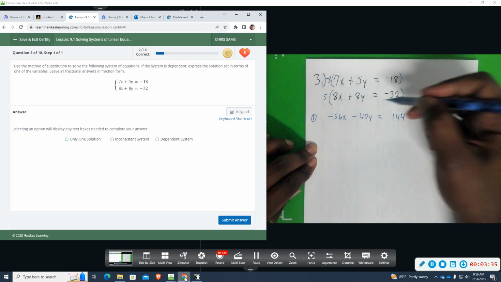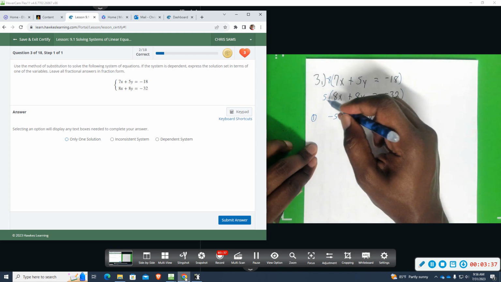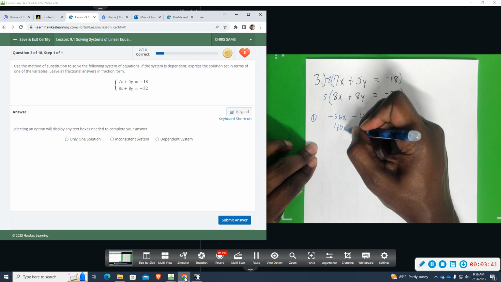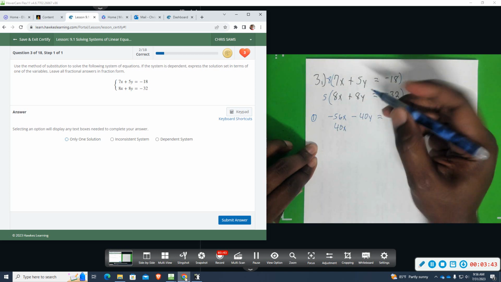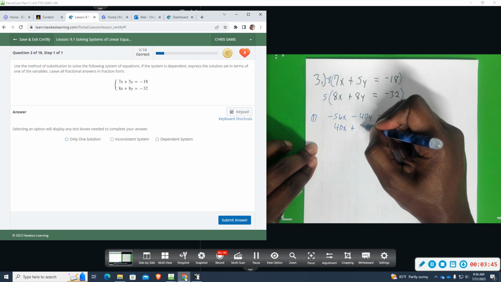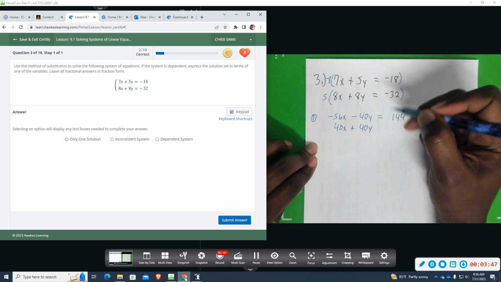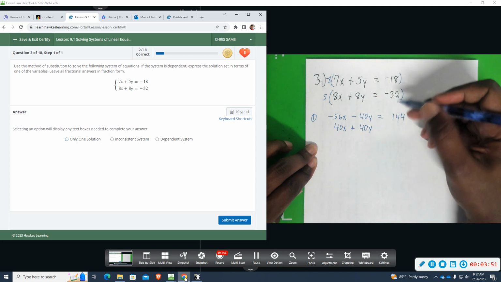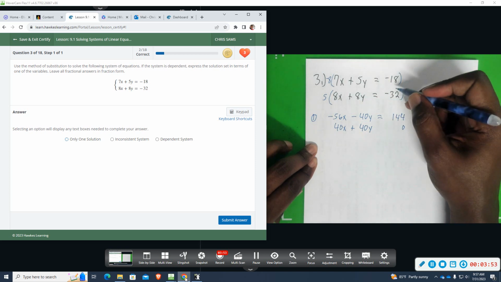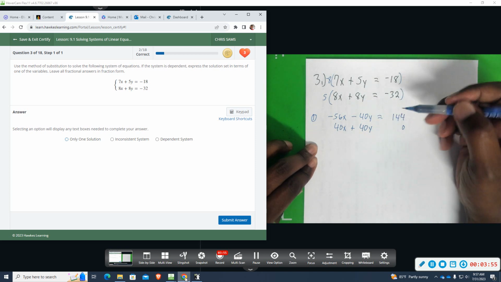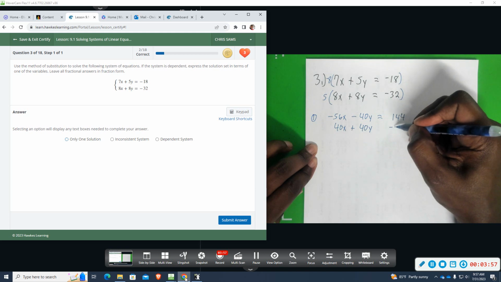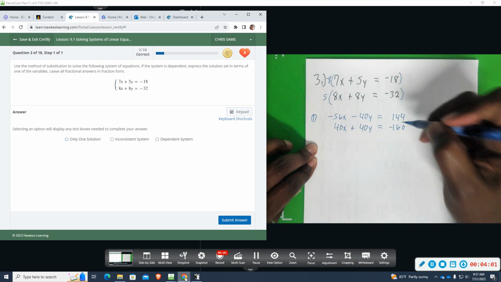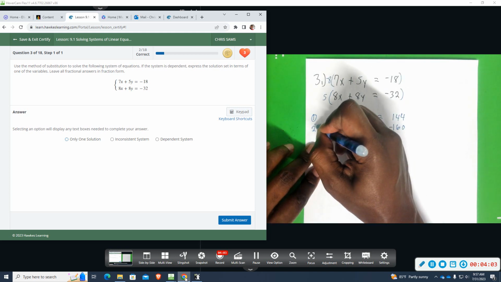Okay. My new equation number 2, 5 times 8x is going to give me 40x. 5 times 8y is going to give me 40y. And then 5 times negative 32 is going to give us 10, carry a 1, 15, 16. So negative 160. Okay, so this is my new equation number 2.